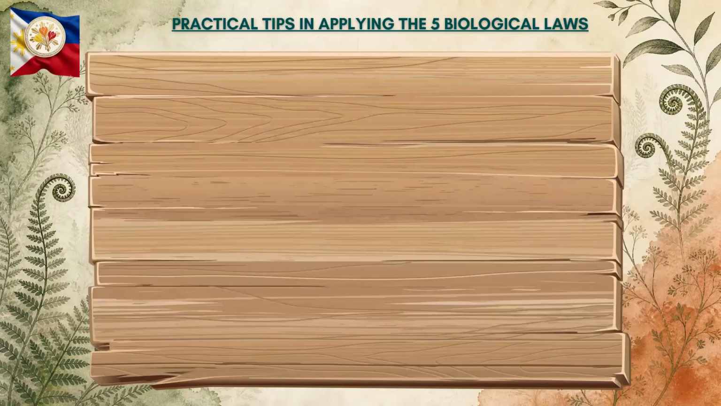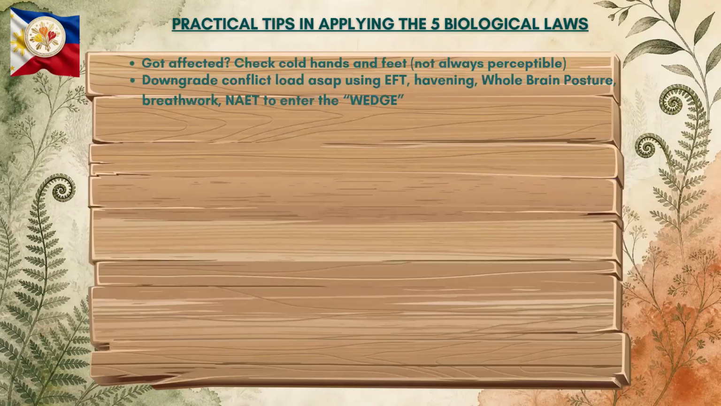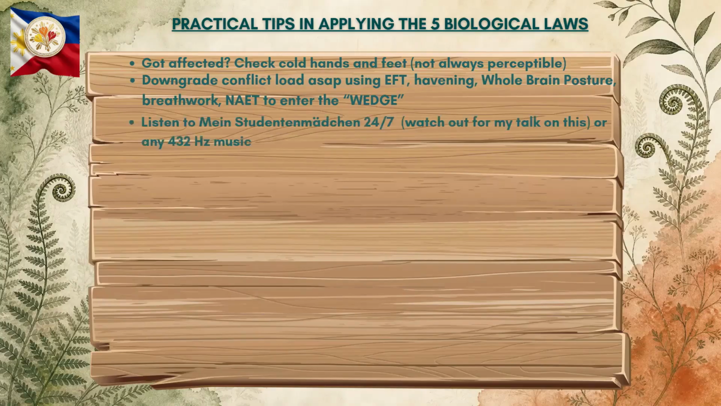If you got affected, check cold hands and feet. You can downgrade the conflict load immediately using EFT, havening, whole brain posture, breathwork, or mindset techniques to enter the wedge. Listen to my Trident Mention and my talk on this, or any 432 hertz music. If you're sad, try to do more active play. If you're manic, try more soothing activities.